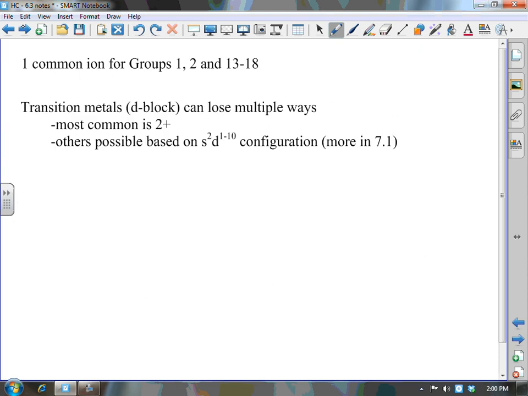Now, last thing we'll say here. There's only one common ion for groups 1, 2, and then 13 through 18. The S block and the P block. Now, the D block, what the heck goes on there? Well, some multiple things happen. The most common is plus 2. So as of right now, if you run across it, it's a plus 2. Iron, copper, chromium, zinc. There are other possibilities based upon their S2, D10, D1, D2 configuration. We will talk more about that in chapter 7.